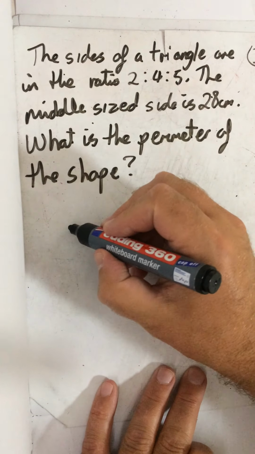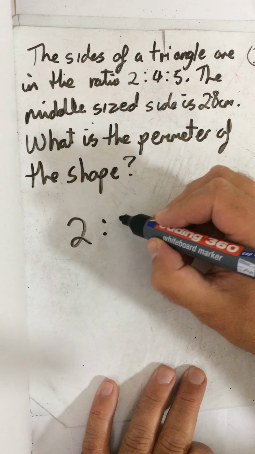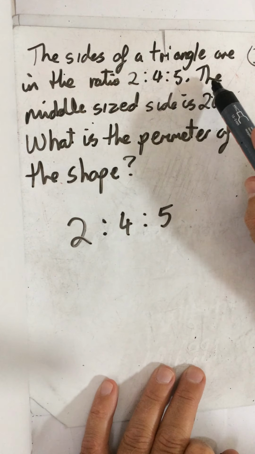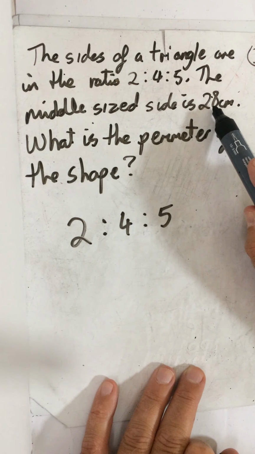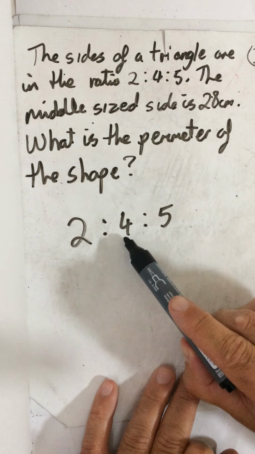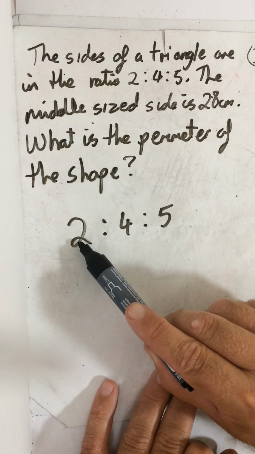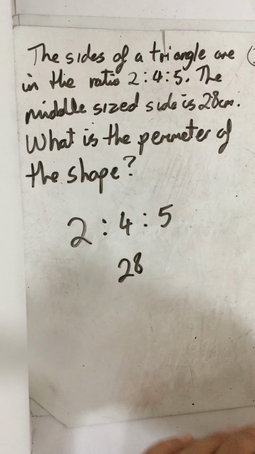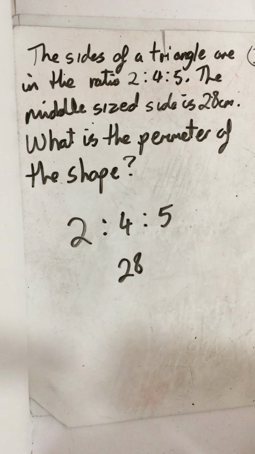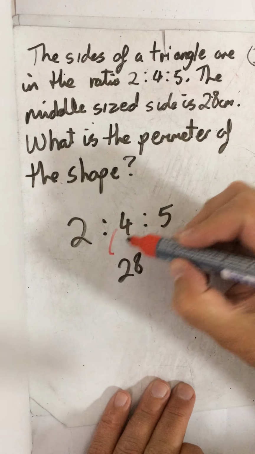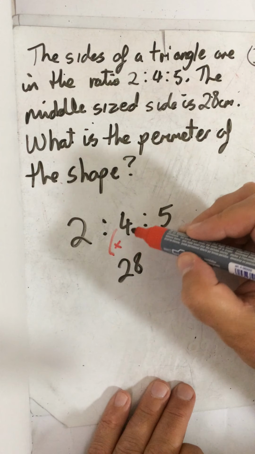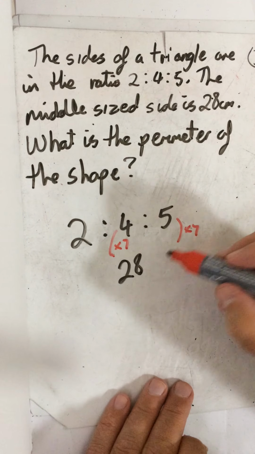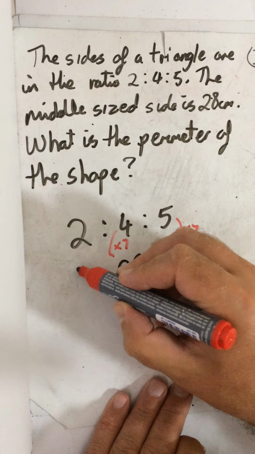Right, first thing I'm going to do is write down the ratio. Now, what information have we got? The middle sized side is 28 centimeters. This is the middle sized, isn't it? Because that's the smallest and that's the longer side. So this is the middle one, so that's 28. So that is the information already given to me. So I can work out how much we're expanding it by. 7 4s are 28, so times 7, so we get 35, 14.